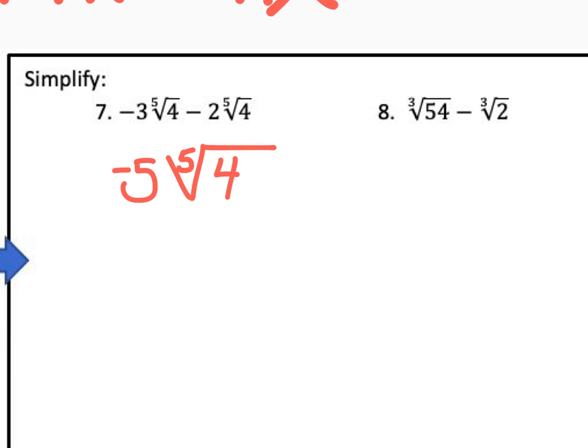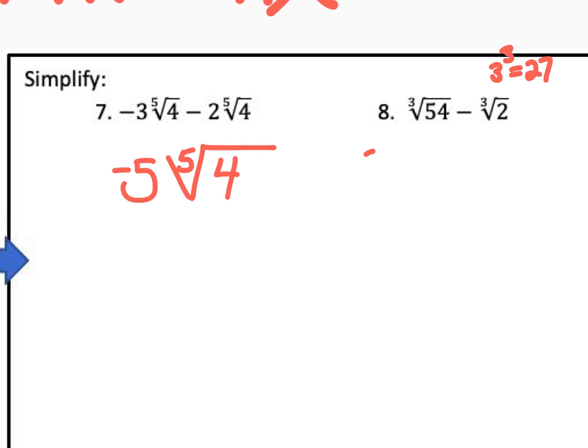Okay, in number 8, cube root of 54 minus the cube root of 2. At first glance, you probably say, well, they're not the same radicals, or they don't have the same radicands, so I can't simplify them. But perhaps we can simplify 54. So we're looking for perfect cubes. I think through 2 cubed is 8. That doesn't go into 54. 3 cubed is 27, and I think that's going to work for me.